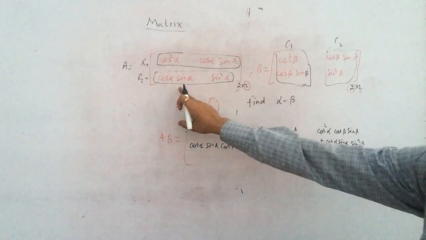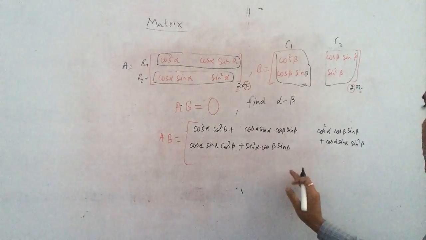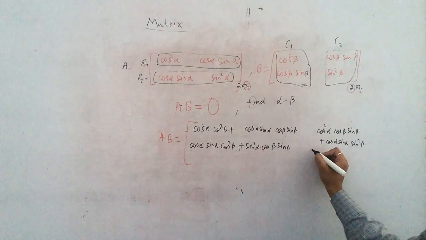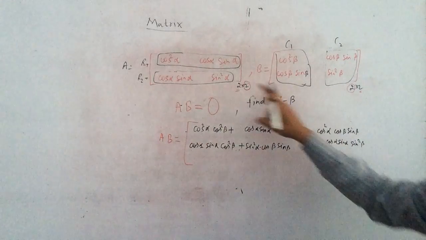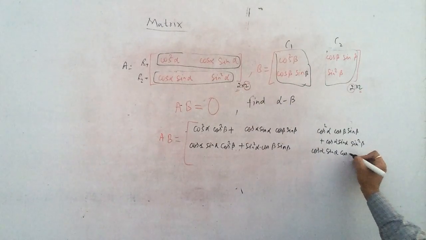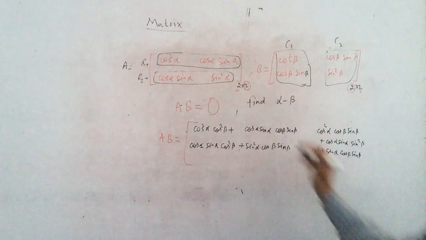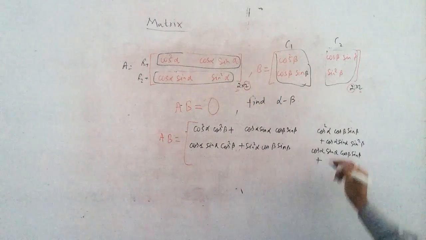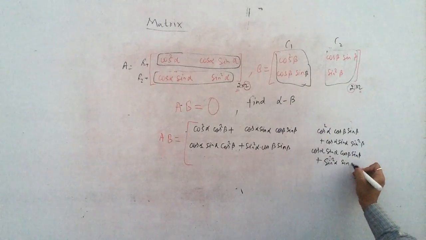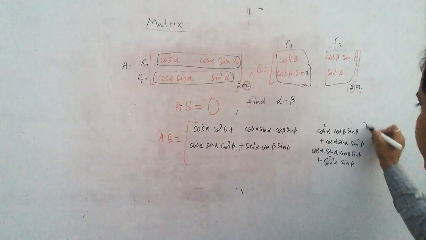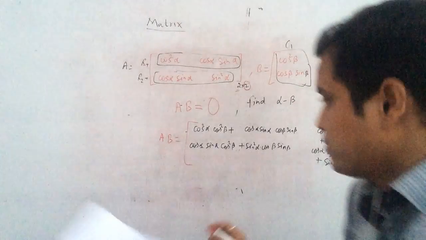And similarly, row second will multiply with column second: cos alpha sin alpha multiplied with cos beta sin beta, plus sin square alpha multiplied with sin square beta. So the multiplication gives a 2 cross 2 matrix, 2 rows and 2 columns. Now we are at the end.